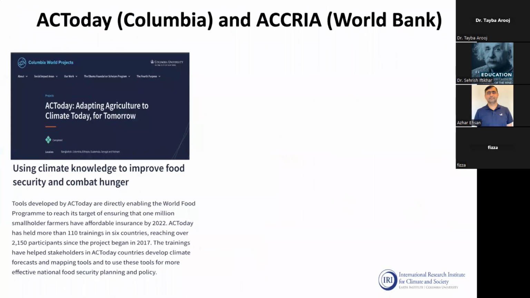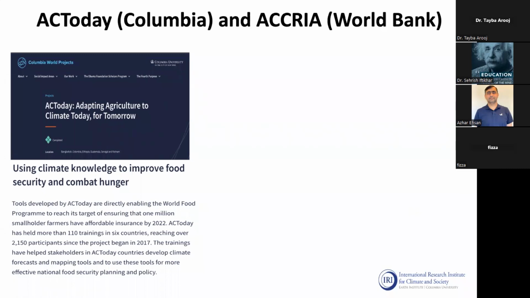I would like to show two of the projects that I worked on. One was Act Today Colombia. Act Today was adapting agriculture to climate today for tomorrow. It's a complete project in 7 countries. The names are written there: Bangladesh, Colombia, Ethiopia. I worked in Bangladesh and Ethiopia. The other countries were in Latin America and one in Africa.